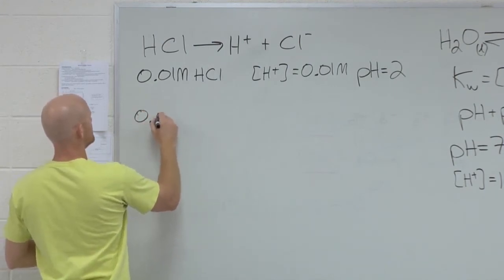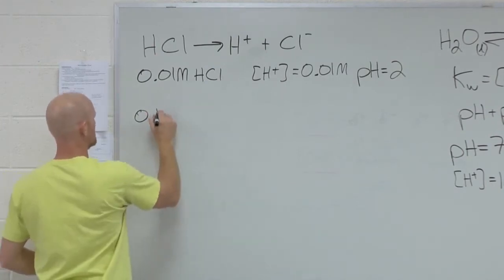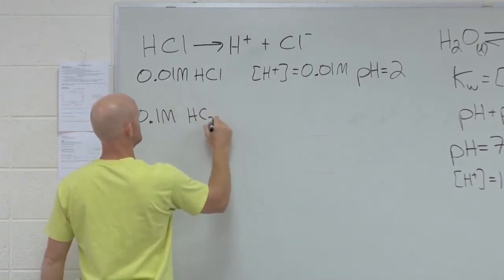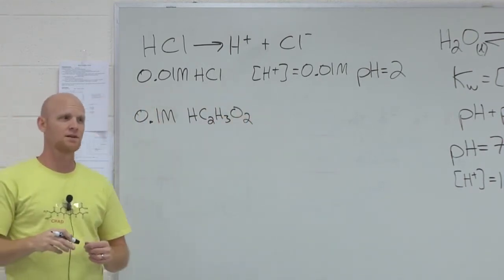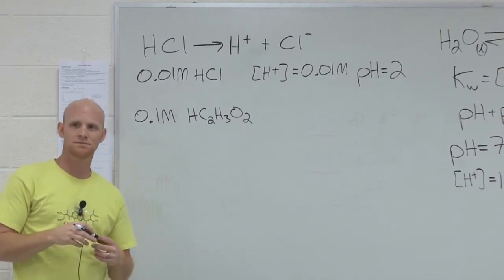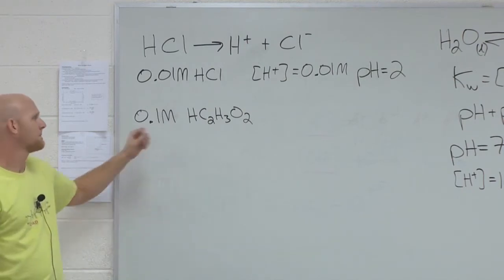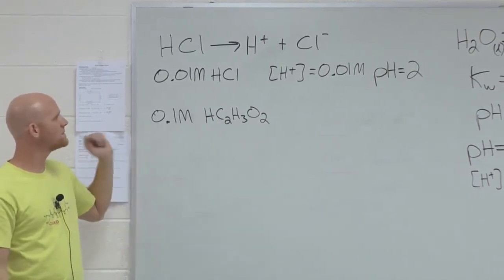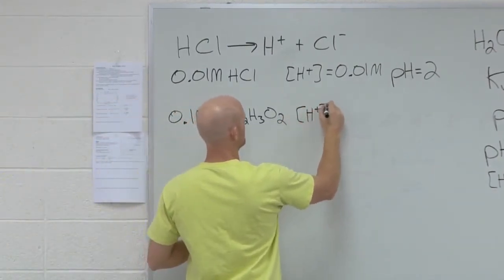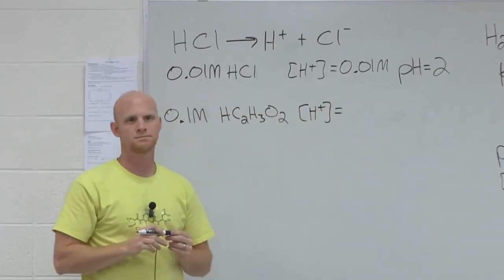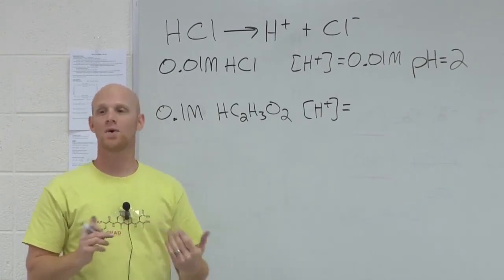Cool, but what if I have, and actually let's make it 0.1 molar acetic acid. Now, where do you find acetic acid? Vinegar. So it's the principal acid component in vinegar. So it looks like this. If I have 0.1 molar acetic acid, what's the H plus concentration? That was exactly the answer I was looking for. No, that's actually, we don't know.